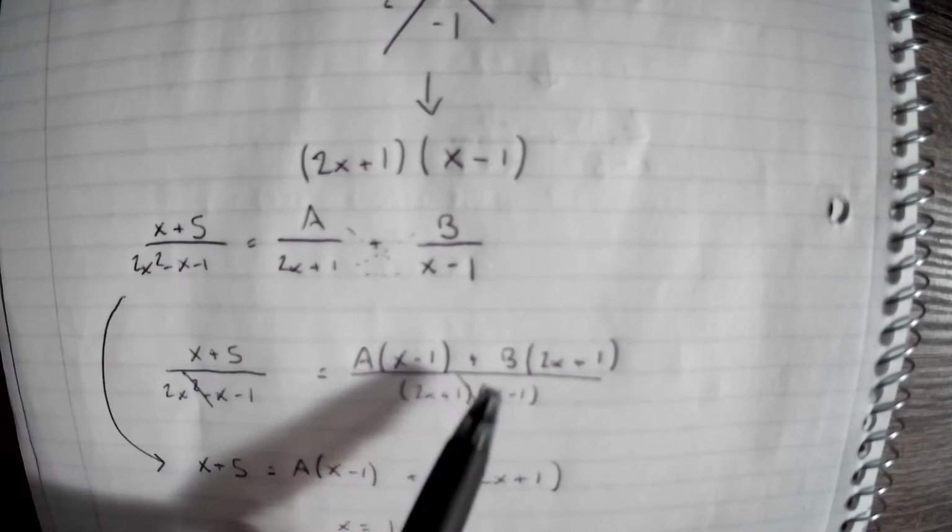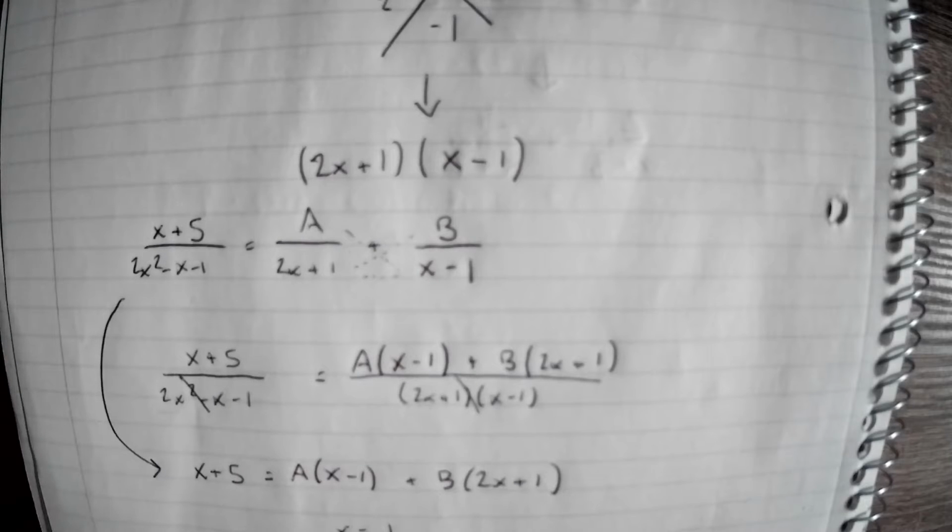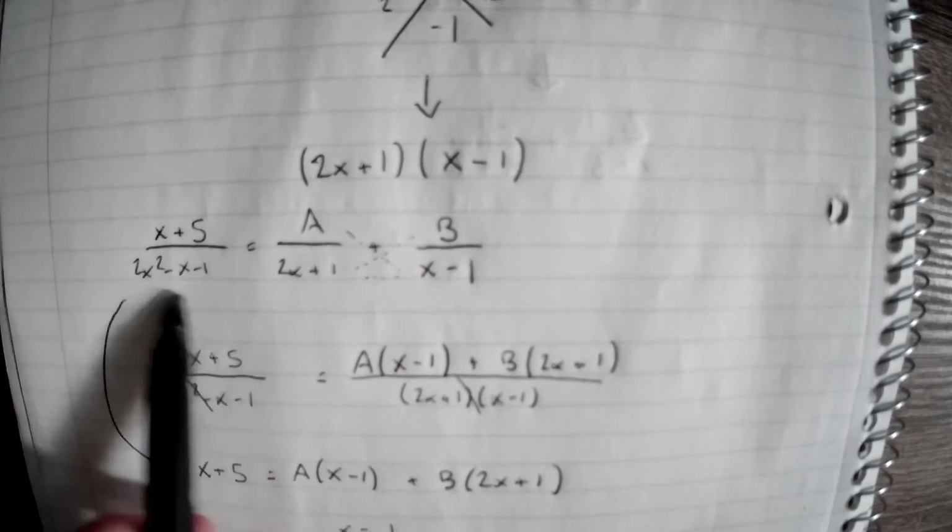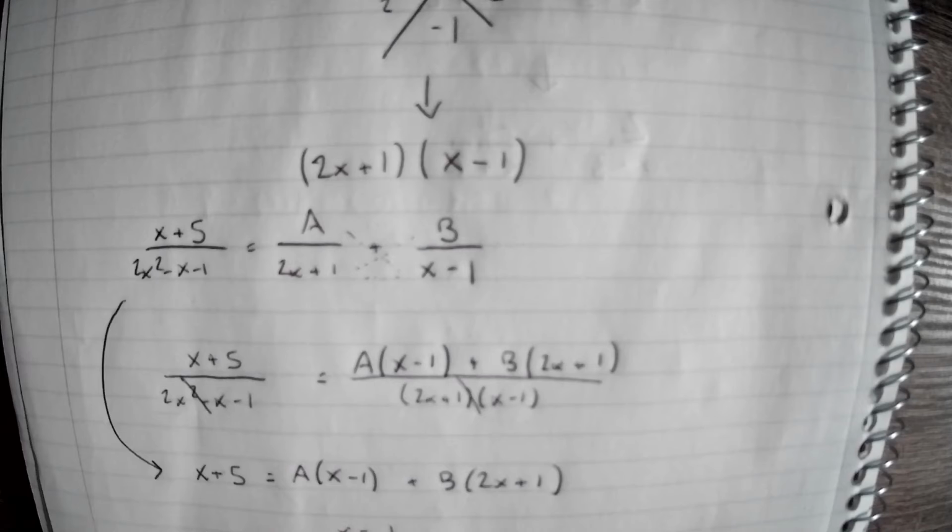Now, of course, we can't end here. We need to figure out what a is. We need to figure out what b is. So we've got to set these 2 sides equal to each other and solve for a and b, right? Using our system of equations solution methods.